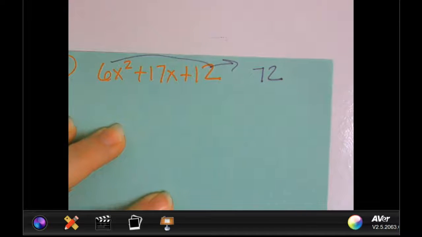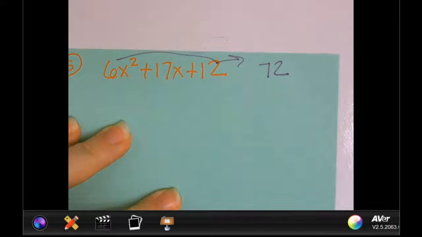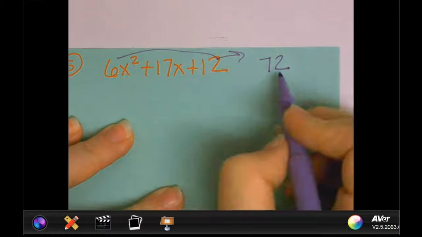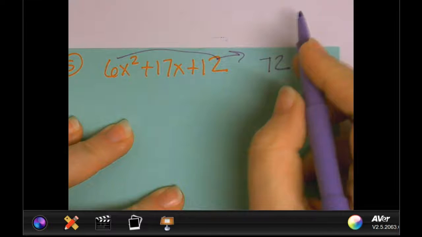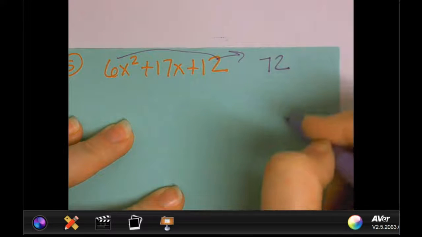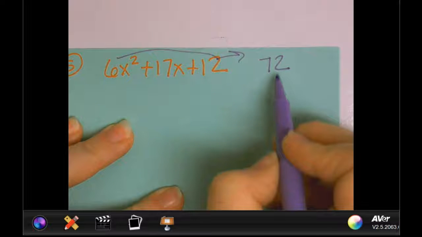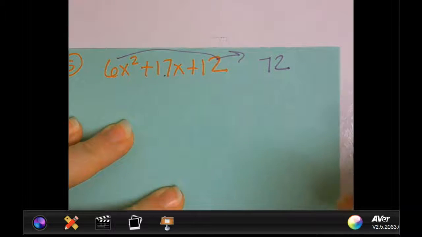That dang 72 again, right? And since this is positive, the signs have to be the same. Since this is positive, it's positive, positive. If you don't just know what the factors are, you can start listing them out again. But what are the two numbers that would multiply to give me 72, add to give me 17?